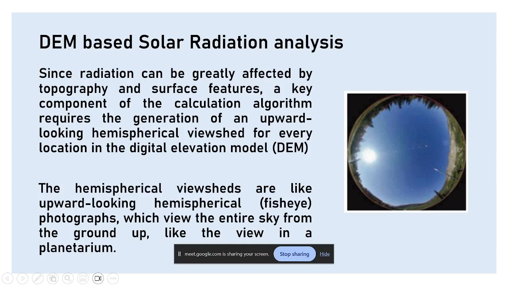This is what I meant by the upward facing hemispherical viewshed. Since radiation can be greatly affected by topography as well as surface features, a key component of the calculation algorithm requires the generation of an upward looking hemispherical viewshed for every location in the digital elevation model. The hemispherical viewsheds are like upward looking photographs. If you take a camera and click a picture like this, we call it a fish eye picture, which views the entire sky from the ground up, like the view in a planetarium.